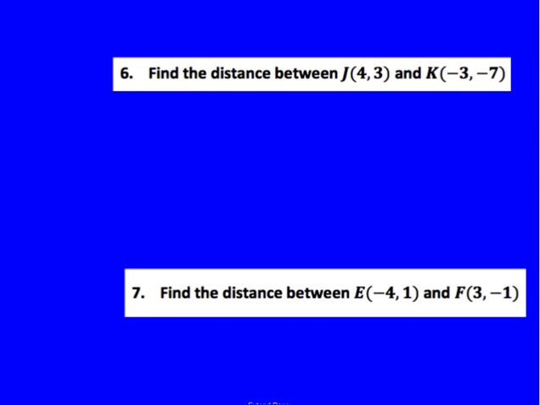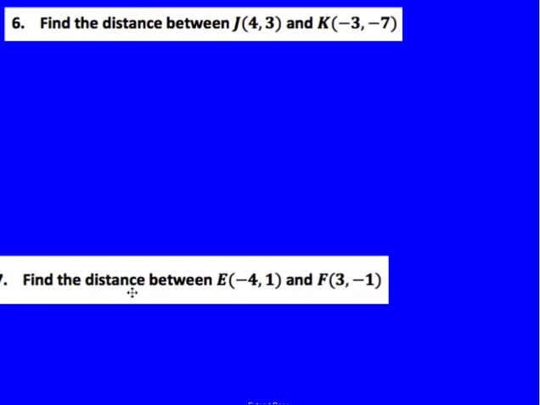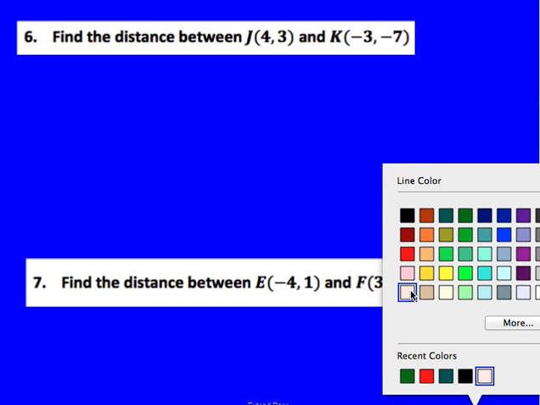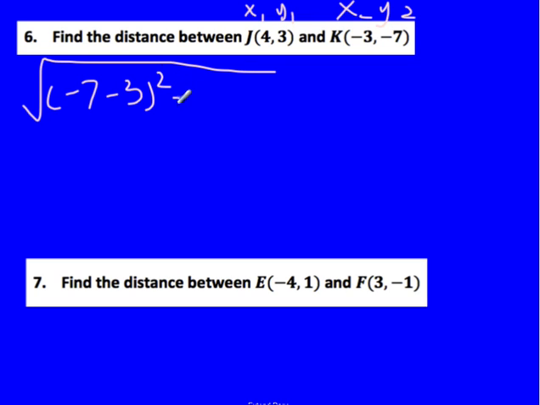Okay, let's take a look at number 6. Number 6 asks us to find the distance between those 2 points. So again, we're going to label our x1 and y1. So we have x1, y1, x2, y2. Now we're going to simplify this out using the distance formula. So we have y2 minus y1, x2 minus x1.